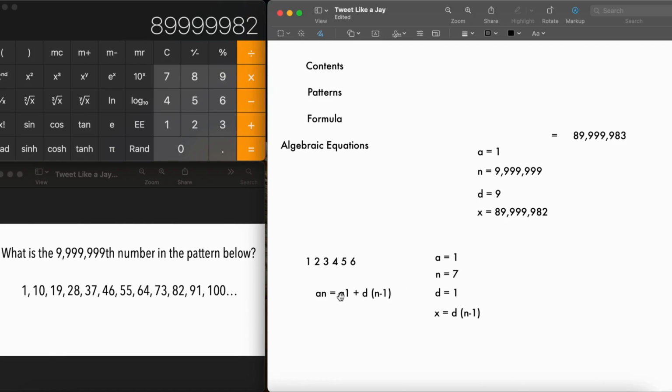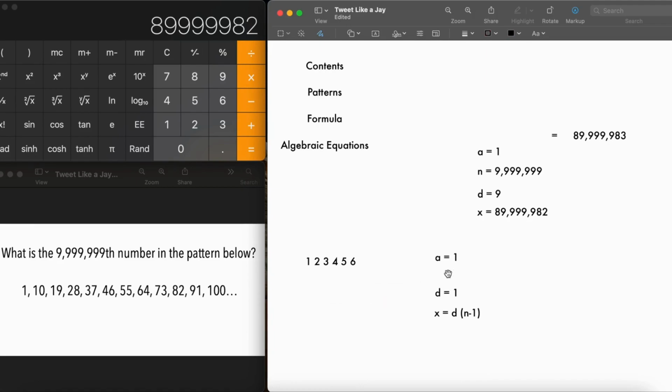So what we get is that A1 is basically 1. Now 1 here, and then plus D times the amount of N minus 1. So N is 7 minus 1, 6. D equals 1. So it's basically 1 times 6, which is 6. 6 plus 1 is, well, we have 7. And pretty much that's the answer, 7.